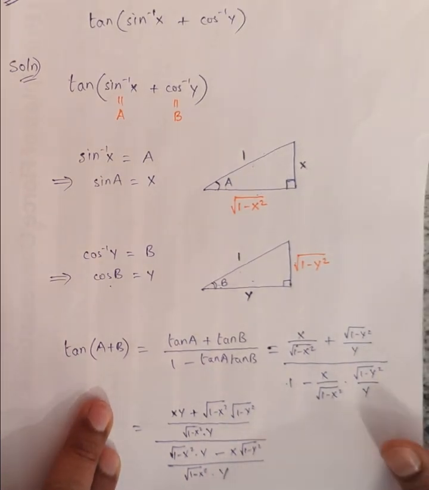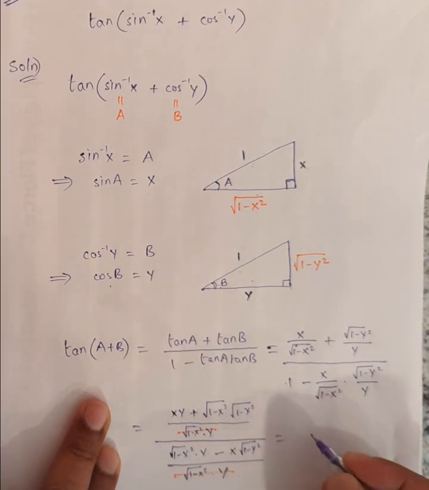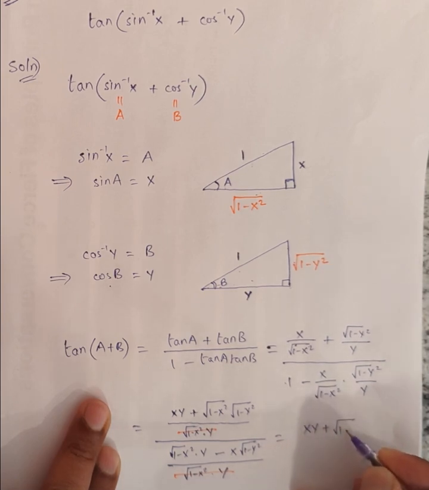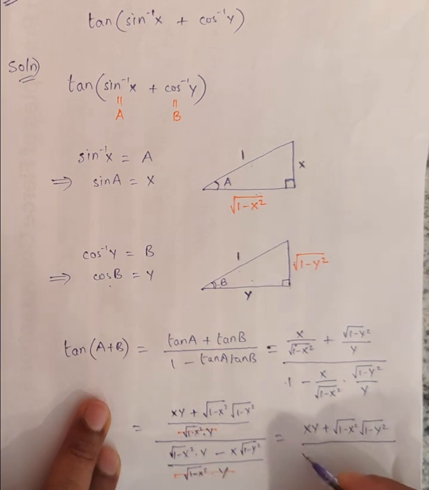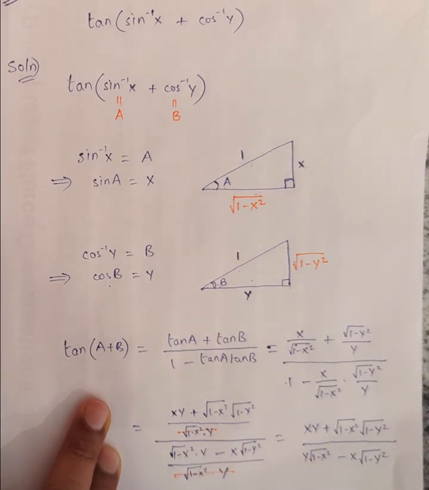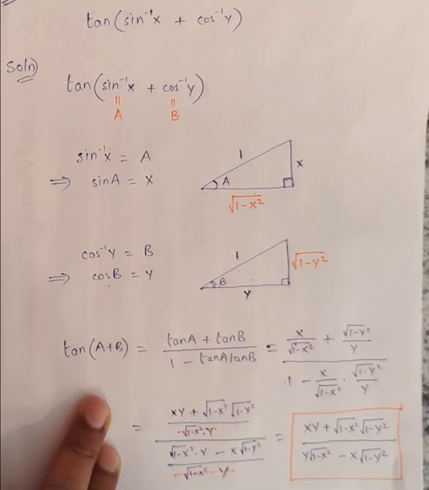So the algebra is kind of messy, but you get the idea. Now notice we have a complex fraction and the denominators are the same, so we can get rid of that. So it turns out to be this quantity, xy plus square root of 1 minus x square, square root of 1 minus y square, divided by, let's write y first, y square root of 1 minus x square minus x square root of 1 minus y square. So this is our final answer.